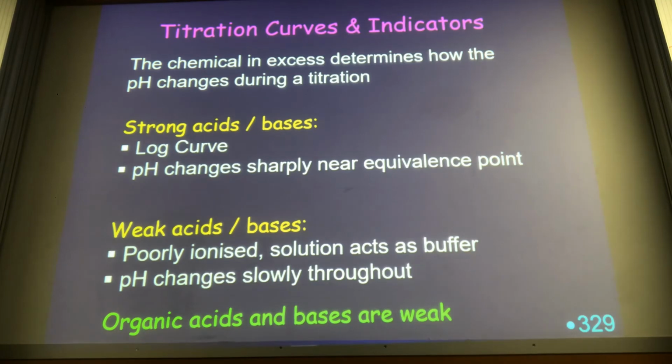Organic acids and bases are universally weak. So we'll be titrating them with a strong inorganic acid or base. The thing that we're working out the concentration of is always going to be weak. So the standard solutions are going to give nice log curves. The things that we're analysing for are going to give a gradual change.